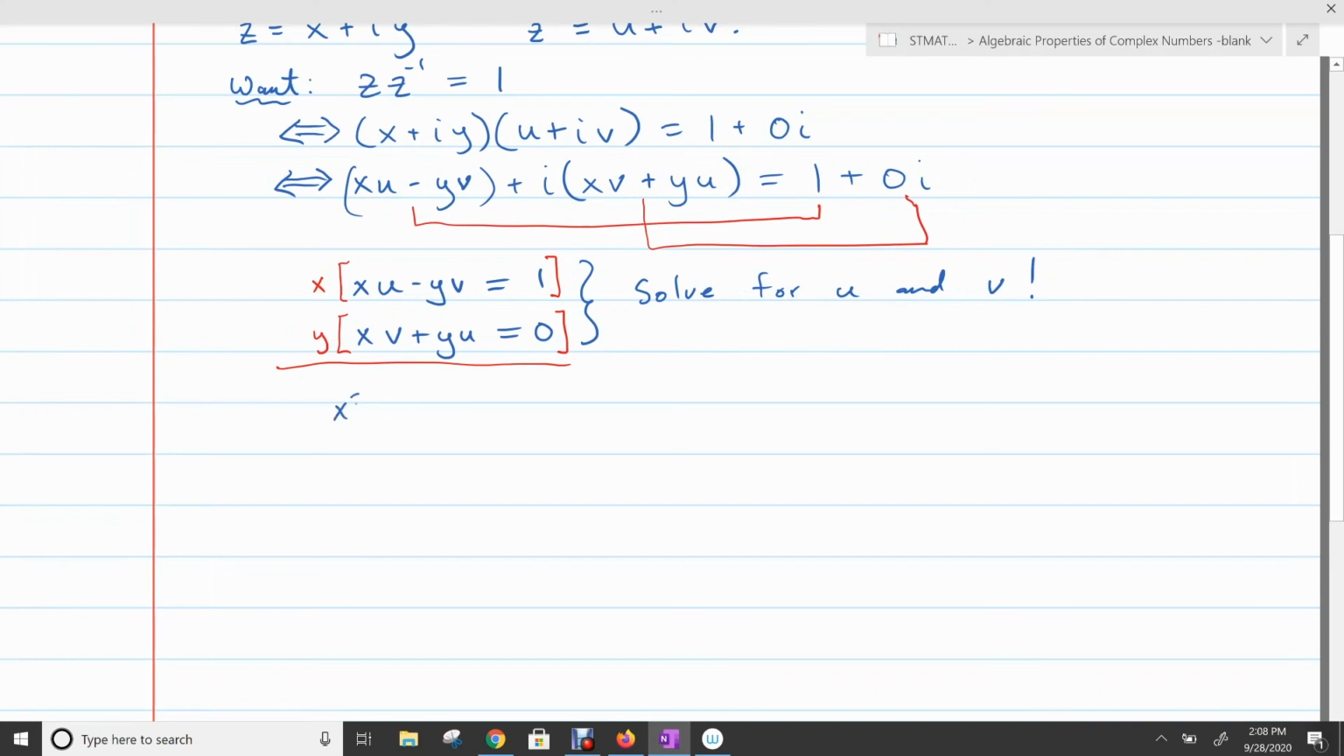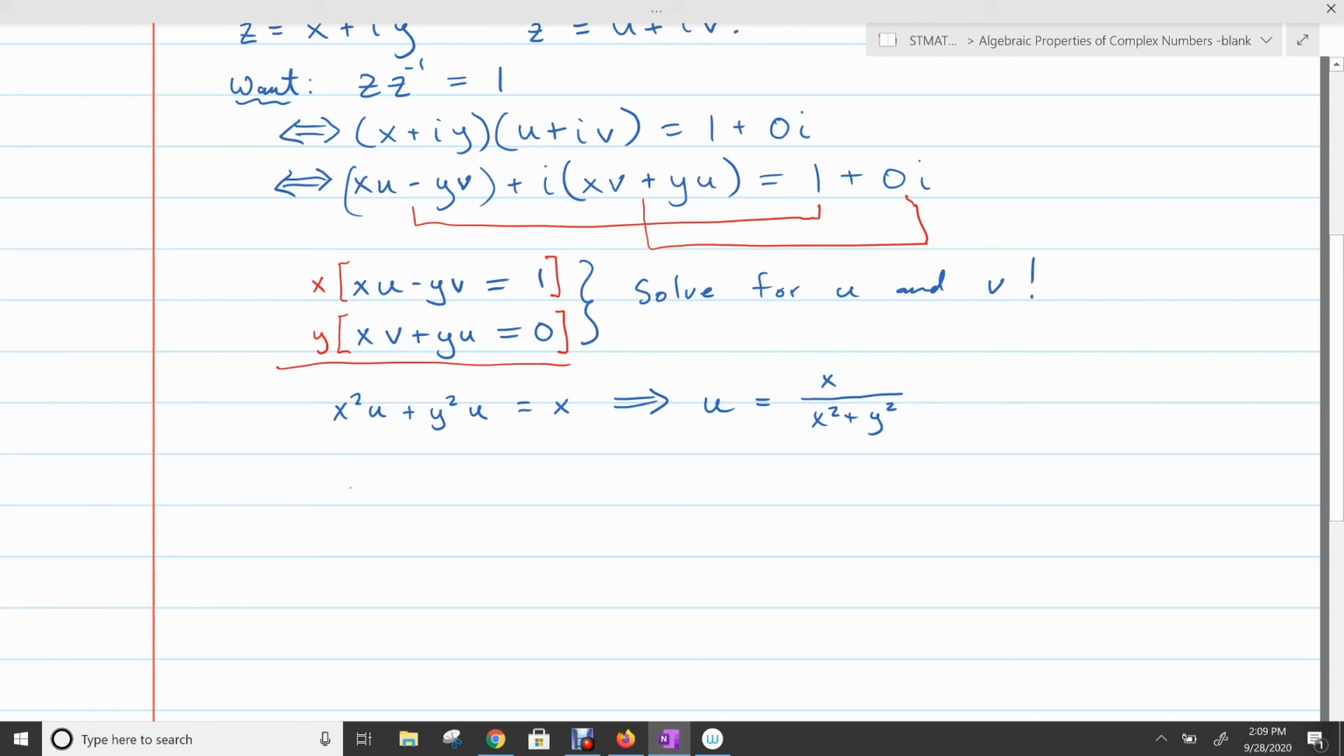x squared u plus y squared u equals x. Then I can solve for u, and I would get u is equal to x divided by x squared plus y squared. Similarly, I could do the elimination again, but another way is to plug what I have for u into one of the two equations and then solve for v. I think it would be easiest to plug into the second equation.